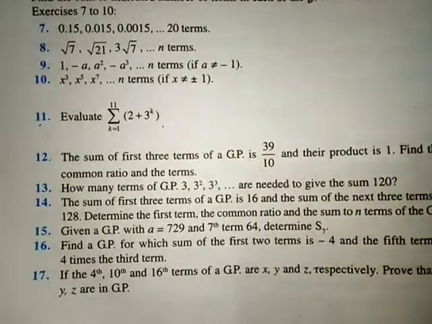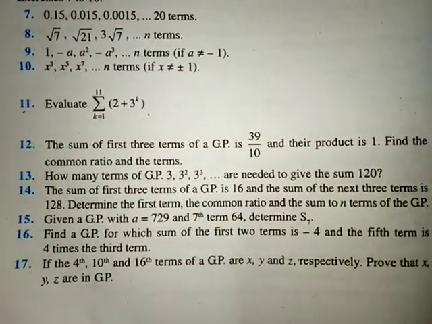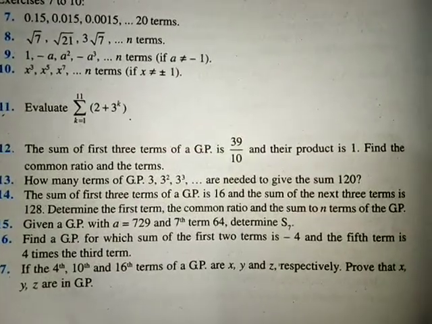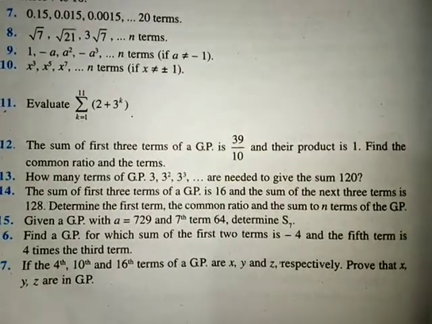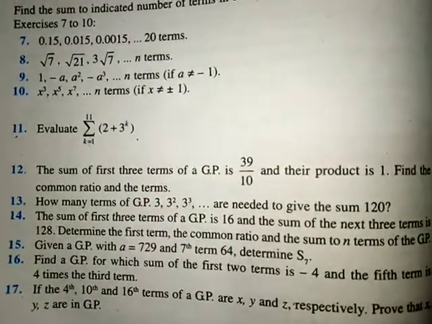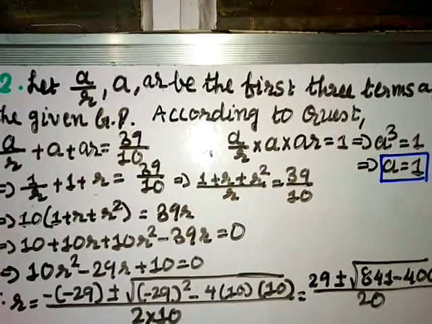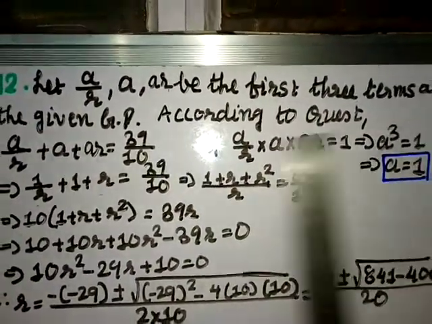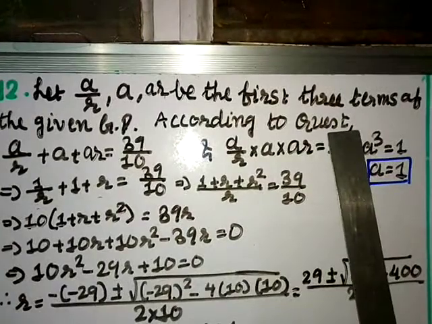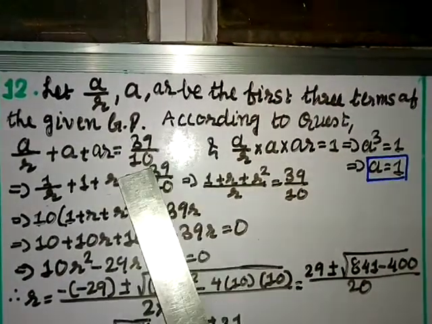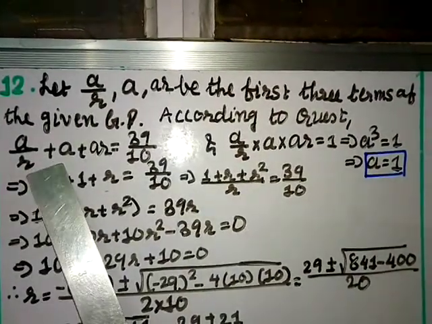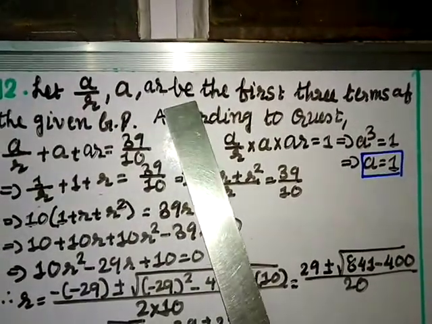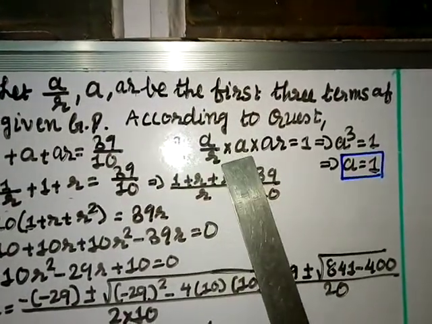Question number 12. The sum of first three terms of a GP is 39 by 10 and their product is 1. Find the common ratio and the terms. So we shall first assume the three terms. I take a by r, a, ar as the first three terms of the given GP. Now according to the question, the sum of these is given as 39 by 10. So I add up: a by r plus a plus ar is equal to 39 by 10. And I take the product of all these three numbers, that is a by r into a into ar equal to 1.